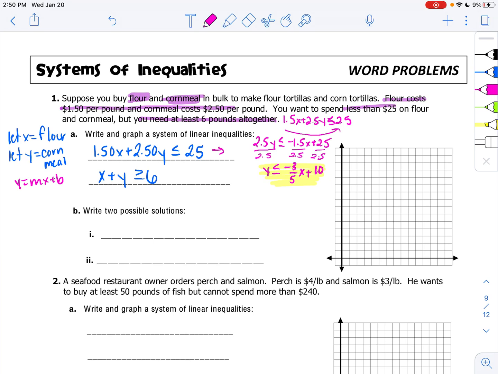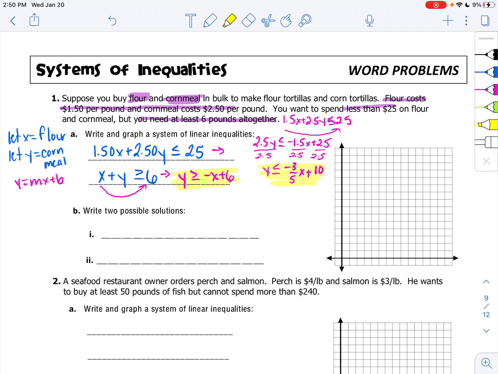Then we need to rewrite the second one, x plus y is greater than or equal to 6. To rewrite this one, you just have to bring your x term over. So it would be y is greater than or equal to negative x plus 6. Remember, that inequality symbol only changes if you are dividing by a negative, and we didn't have to divide at all in this one. So the two highlighted inequalities are the two we're going to graph.